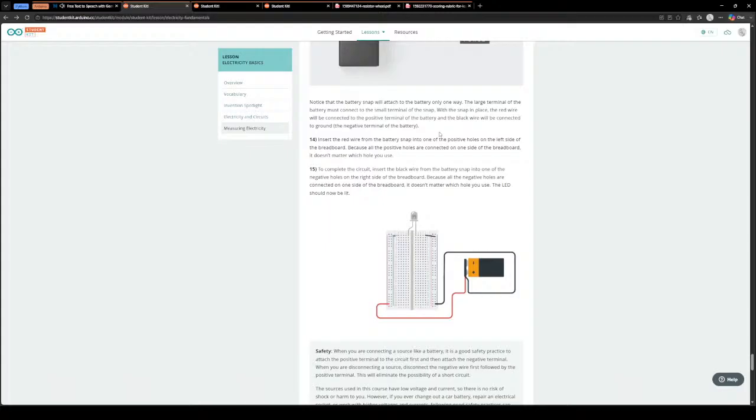15. To complete the circuit, insert the black wire from the battery snap into one of the negative holes on the right side of the breadboard. Because all the negative holes are connected on one side of the breadboard, it doesn't matter which hole you use. The LED should now be lit.